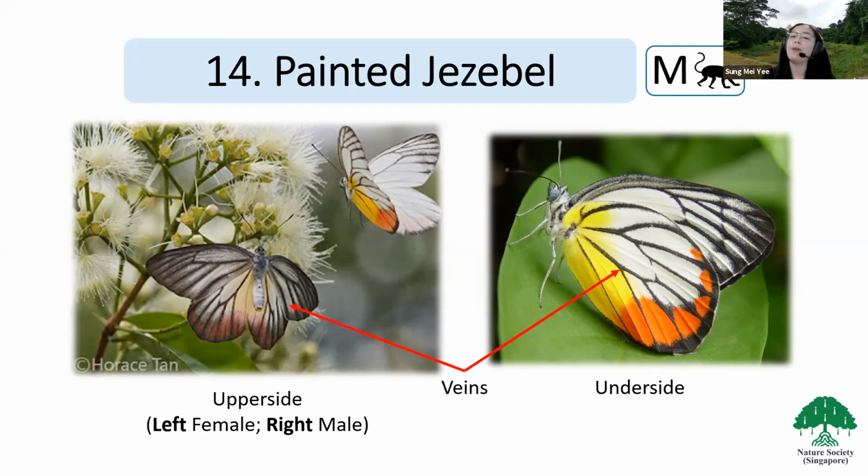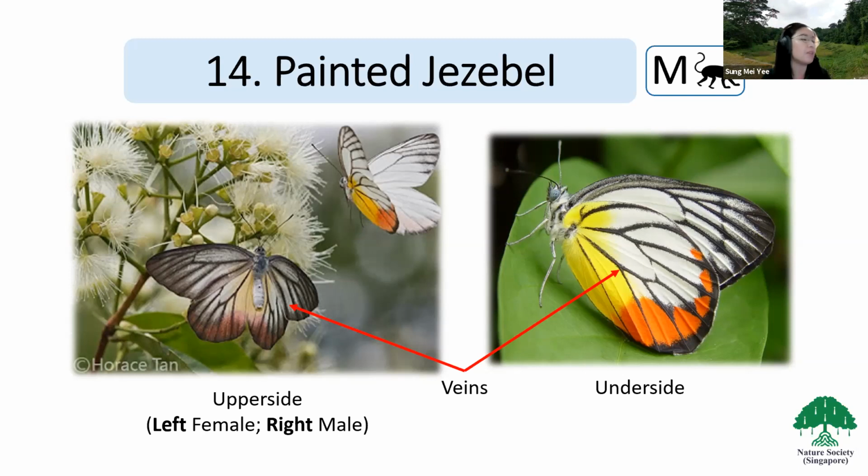Now, the painted Jezebel is a species of butterfly that likes to fly at a taller height, where their host plant is found. Most of the butterflies that we have gone through so far, you usually find around the ground level, around our eye level. But painted Jezebels like to fly at a taller height, so they are usually found at the top of the trees, at the tree canopy level, where their host plant is found. So if you see a butterfly flying high up and you see flashes of white with yellow and orange, it's likely the painted Jezebel.